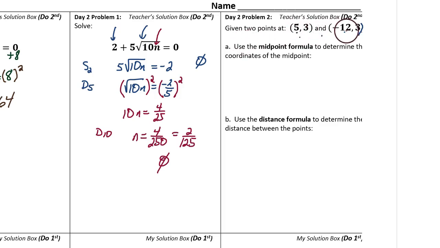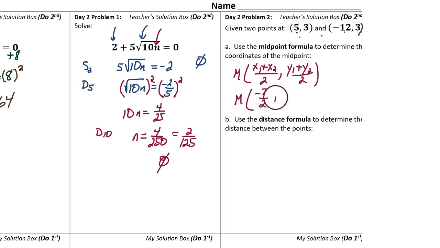Given these two ordered pairs, find the midpoint. So the midpoint formula is to add together the x-coordinates and divide by 2, and add together the y-coordinates and divide by 2. Let's do that. 5 plus negative 12 is negative 7 over 2. That's negative 7 halves. And when you average the y-coordinates, because they're both 3's, it will make 3.